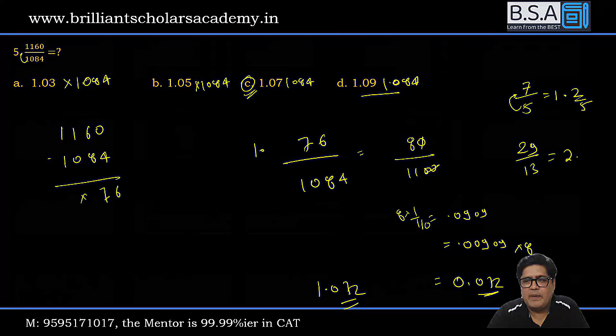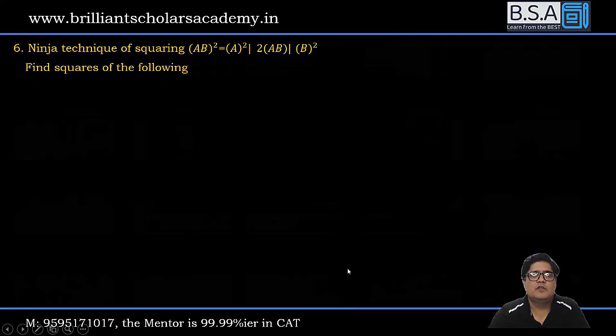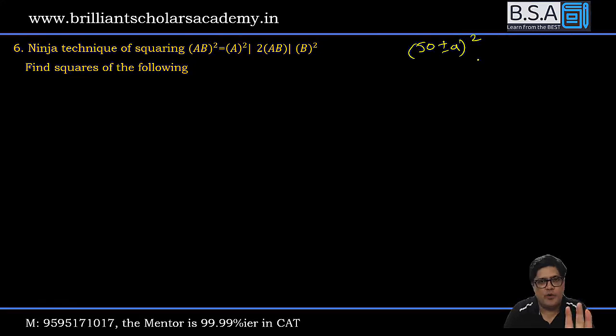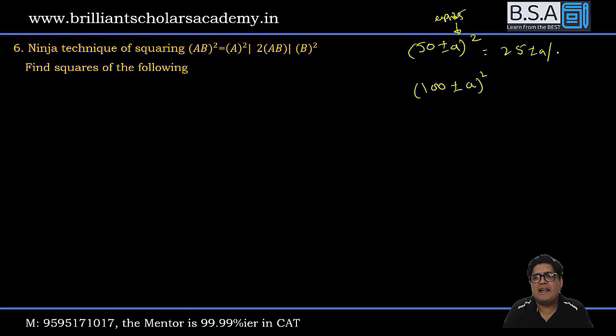Such a thought process you can apply. Approximations. Chalo. Now we have seen how to perform squares. 50 plus minus a square I've shown you. A can be up to 25. Up to 25 is the range we have allowed. I have also shown you 100 plus minus a square. What is the formula? 100 plus minus a, 2a slash a square.